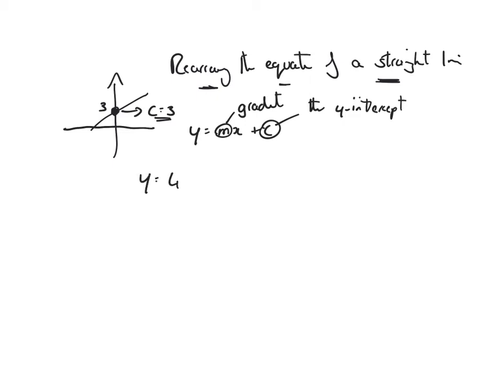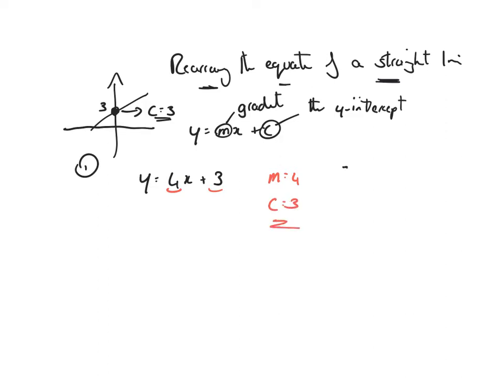So, quick easy example to get going. Identify the gradient and the y-intercept given y equals 4x plus 3. Well, the equation's in the form y equals mx plus c. We can see clearly that the gradient is 4 and the y-intercept is 3. So that's no problem, that's dead easy.